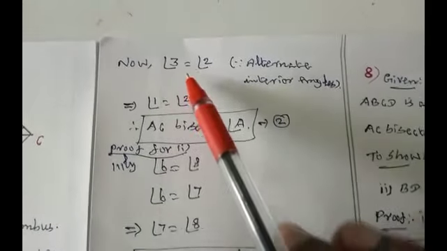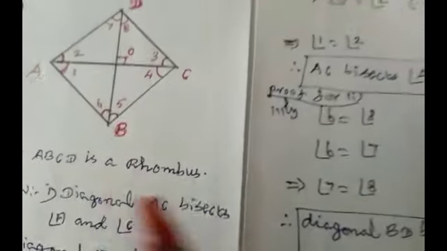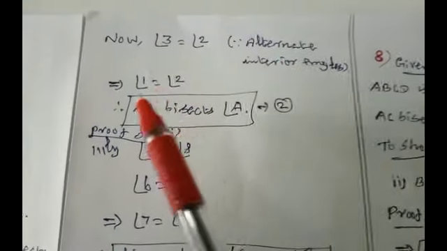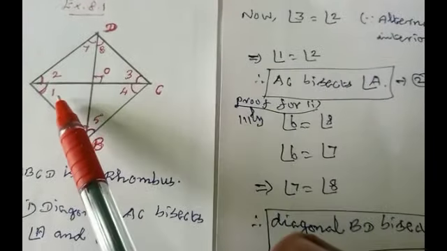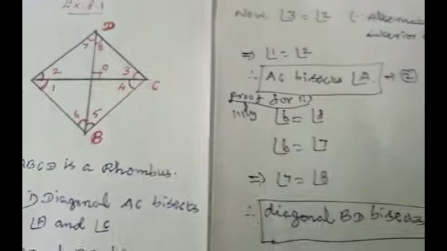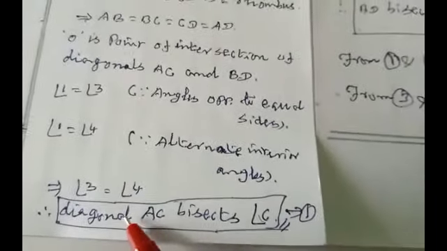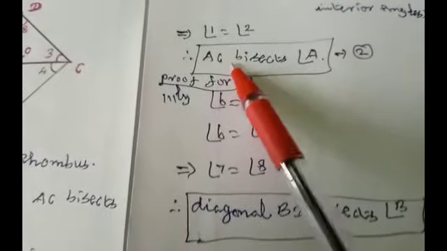Now let us consider angle 3 is equal to angle 2. Angle 3 is equal to angle 2. Okay. Since it is alternate interior angles are equal, which means angle 1 is equal to angle 2. When we say angle 3 is equal to angle 2, which means angle 1 is equal to angle 2. These two are equal. This implies AC bisects angle A. So first one we have proved the diagonal AC bisects angle C, and now we have proved the same diagonal AC bisects angle A. Okay.